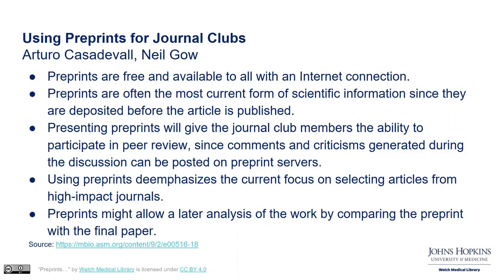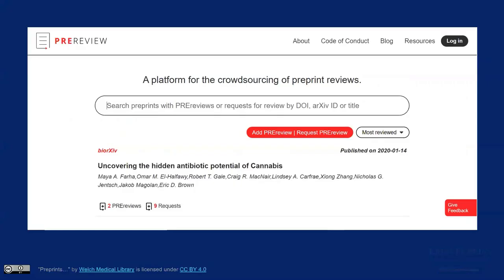And finally, preprints might allow a later analysis of the work by comparing the preprint with the final paper. And this could be really interesting for a different form of assessment within a journal club. Instead of reading the article and either making suggestions for improvement, tearing it apart, talking about how wonderful it is, you can actually see that change between what it was as a preprint and where it ended up. So what review, what edits might have taken place in order to get it to its final publishable state.